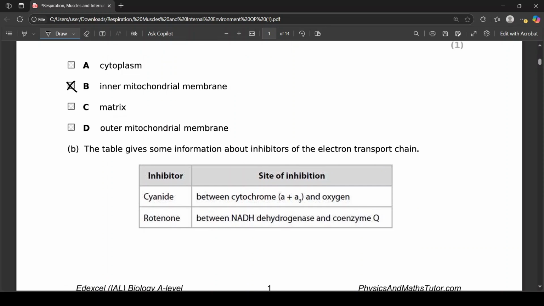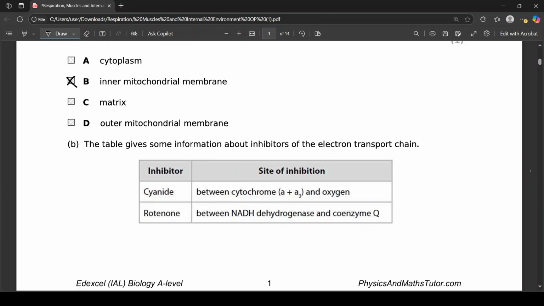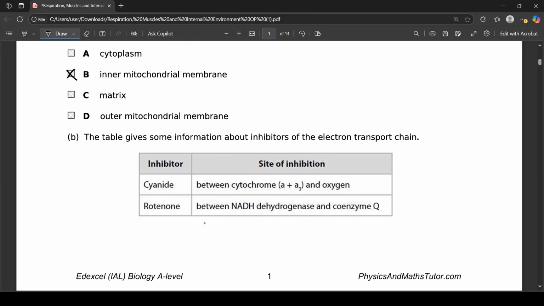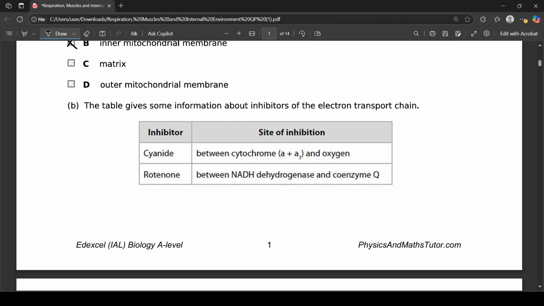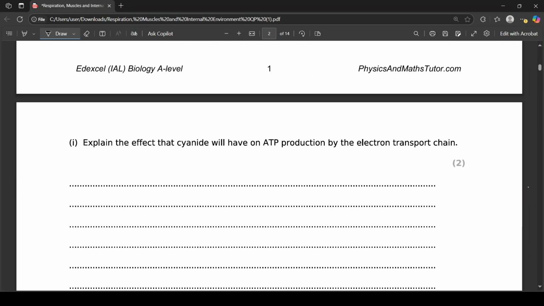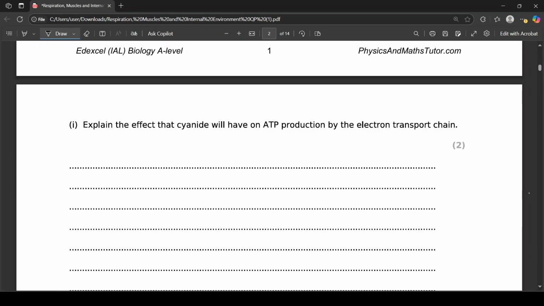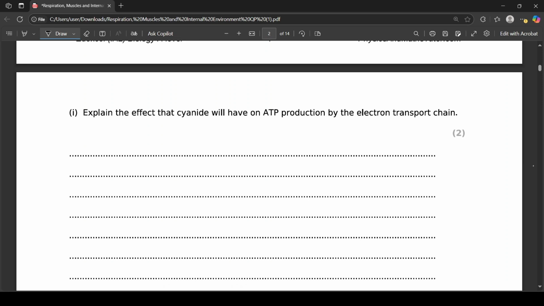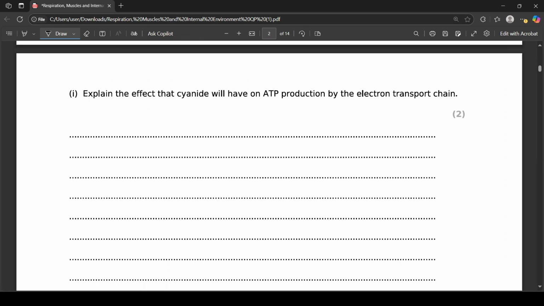The table gives some information about inhibitors of the electron transport chain. So we are giving inhibitor cyanide and rotenone, and these are the sites of inhibition. Our first question asks us, explain the effect that cyanide will have on ATP production by the electron transport chain. This is for 2 marks, and we have to explain the effect that cyanide will have on ATP production.